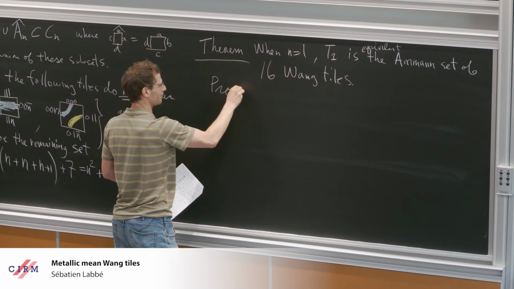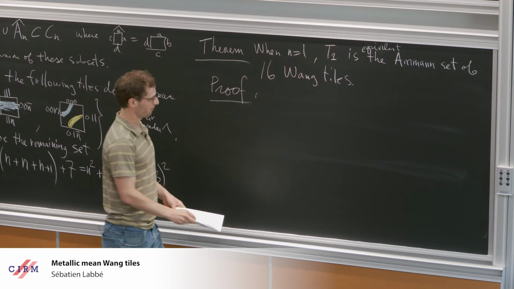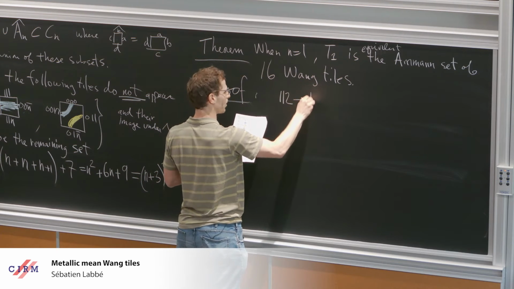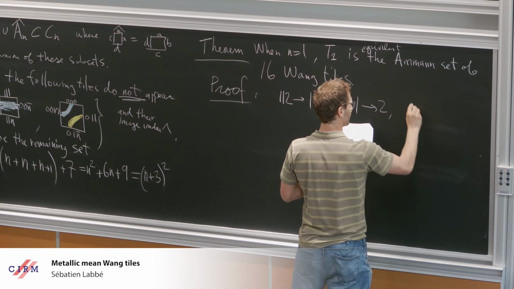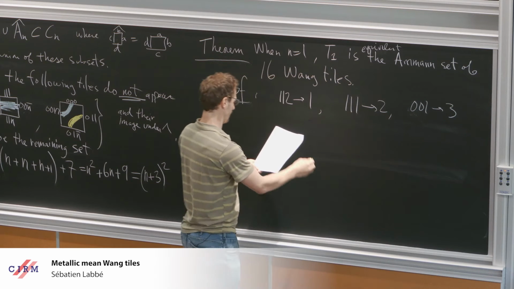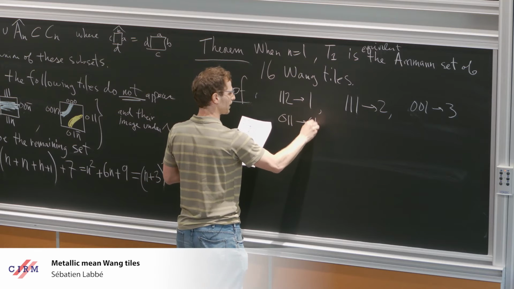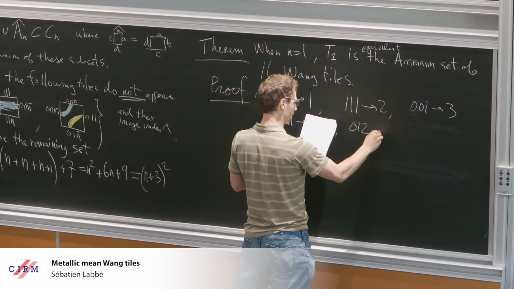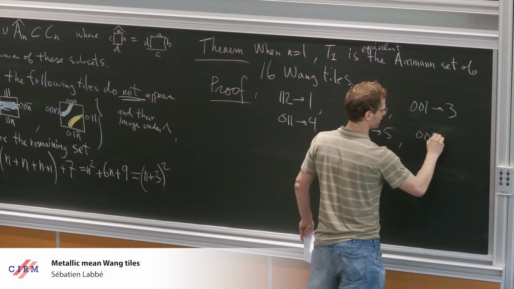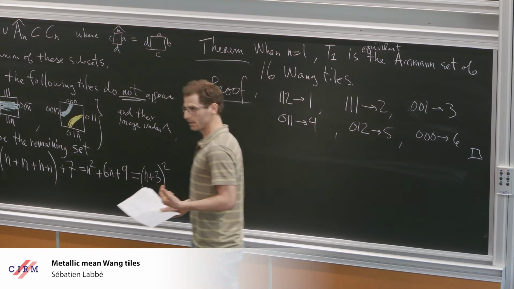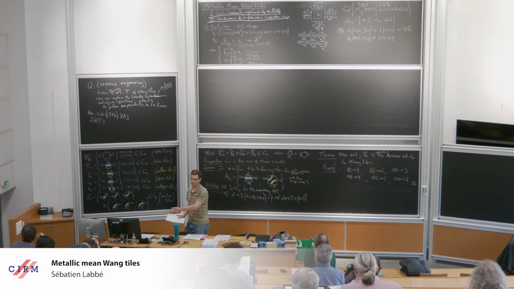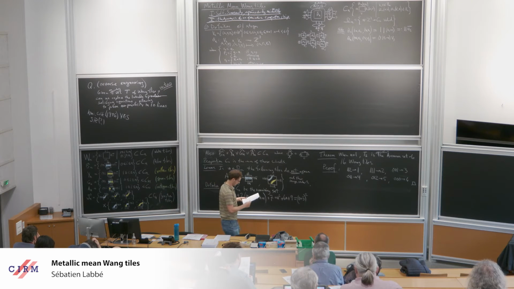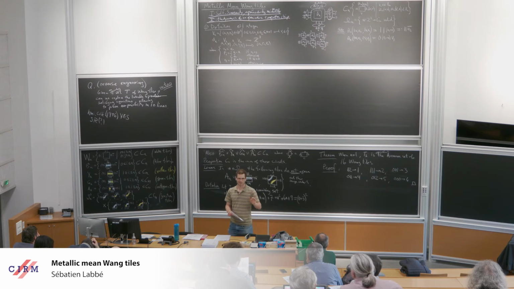So let's make the proof. If you replace 1, 1, 2 by 1, 1, 1, 1 by 2, 0, 0, 1 by 3, and then 0, 1, 1 you replace by 4, 0, 1, 2 you replace by 5, and 0, 0, 0 you replace by 6. That makes the bijection between this set T1 and the Hammond set, which you can find in the book of Grünbaum and Shephard at some pages, which was deduced from the L-shaped Hammond. There are some interesting questions in that direction as well.